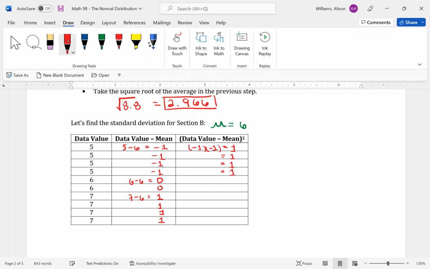Okay, so this time when I multiply them by themselves, I get 1 here, here, and here. Same thing. Here I'm going to get 0 and 0. And then here I get 1, 1, 1, 1. All right, so boring. Okay, so let's add them up.